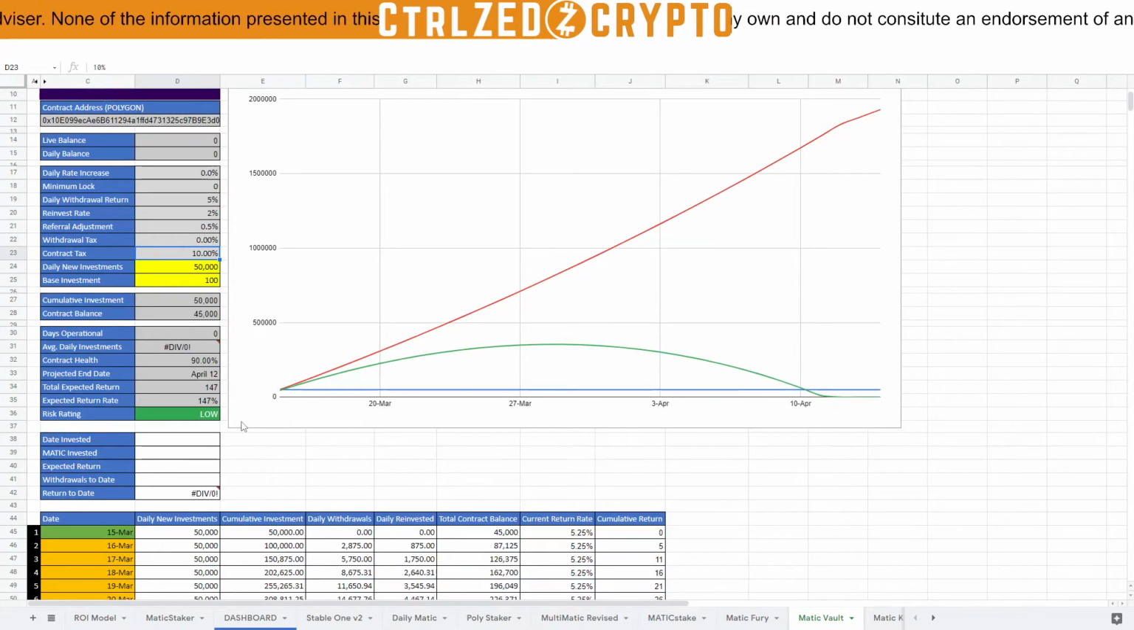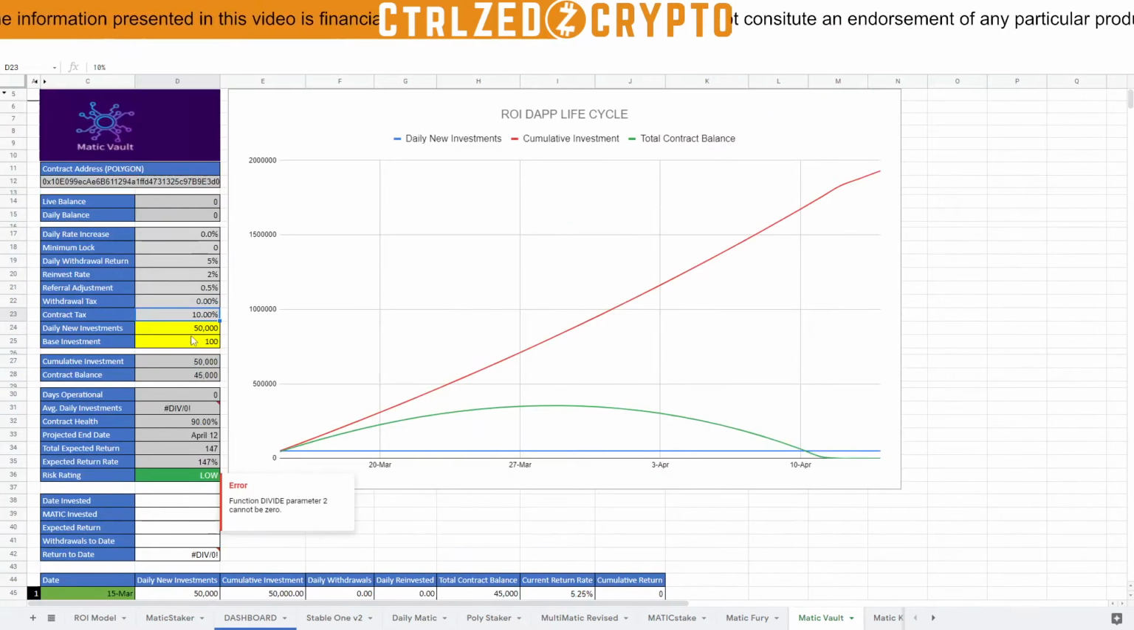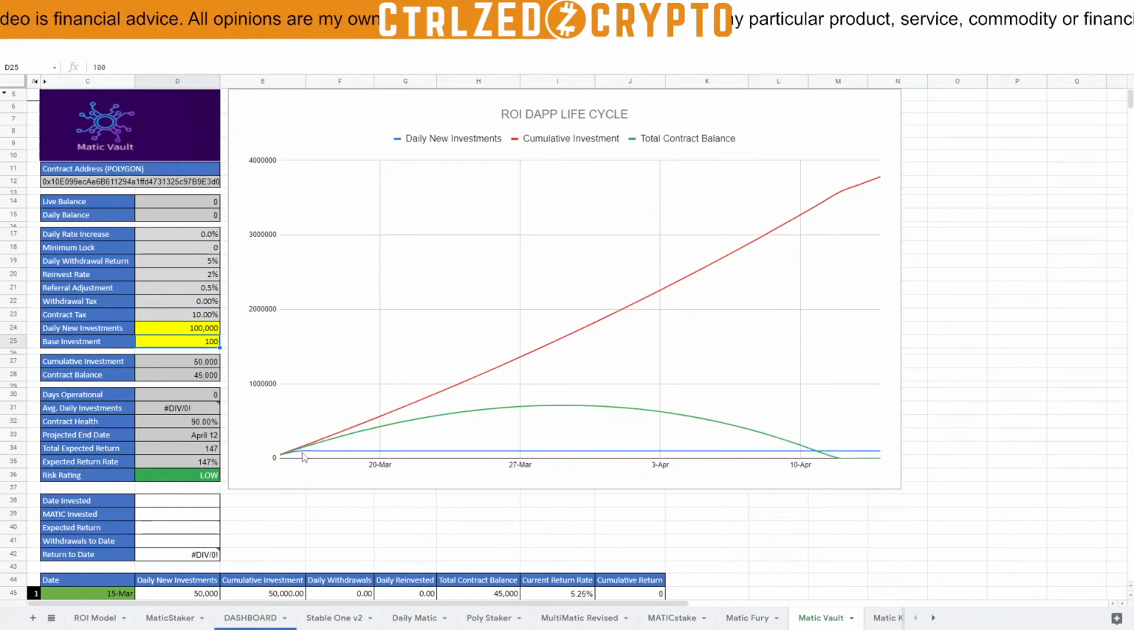And if you look at the way this model works, there's $50,000 assumed new investments, but actually it doesn't matter how big this number is, as long as it doesn't change the end date, as long as the daily investments are flat. That is really all that matters for the contract. If that stays consistent, under ideal situations for these ROI DAPPs, you want it to have exactly the same amount going on every day, and that means that green curve, the contract balance, will last as long as it can possibly last. So if that happened, the lifespan of the project is April 12th. So that's quite a long lifespan.